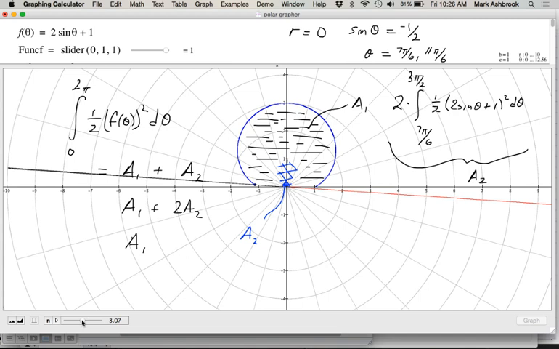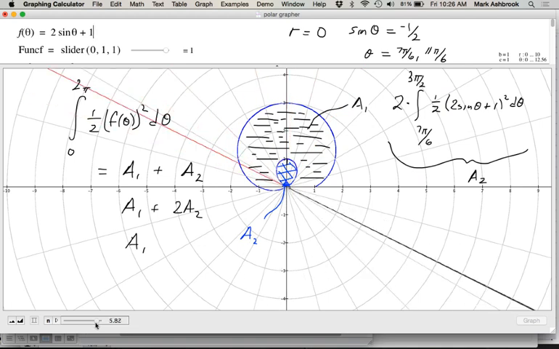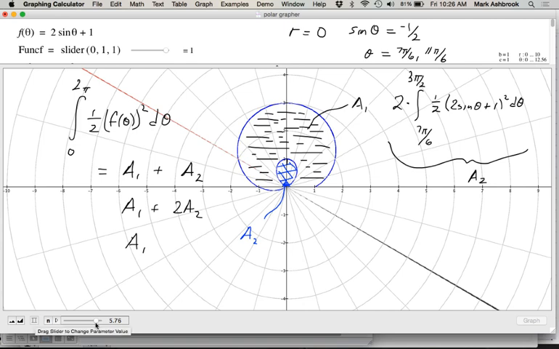And then, when we go around the loop, are we going to get positive A2 or the opposite of A2 when we go around that loop? So when you go from 7 pi over 6 to 11 pi over 6 of 1/2 r squared d theta, are you going to get A2 or the opposite of A2? Because r's are negative, right? R's are negative in that loop. So is it going to be positive A2 or the opposite of A2?